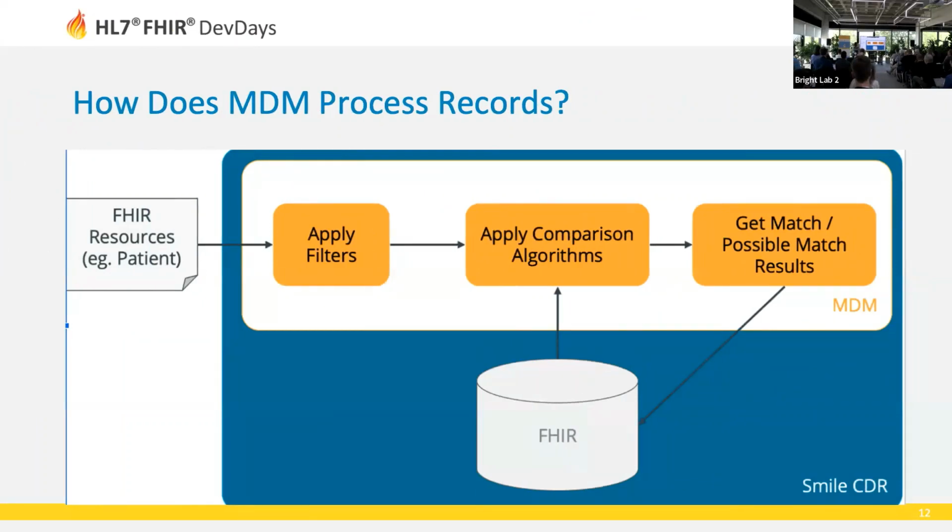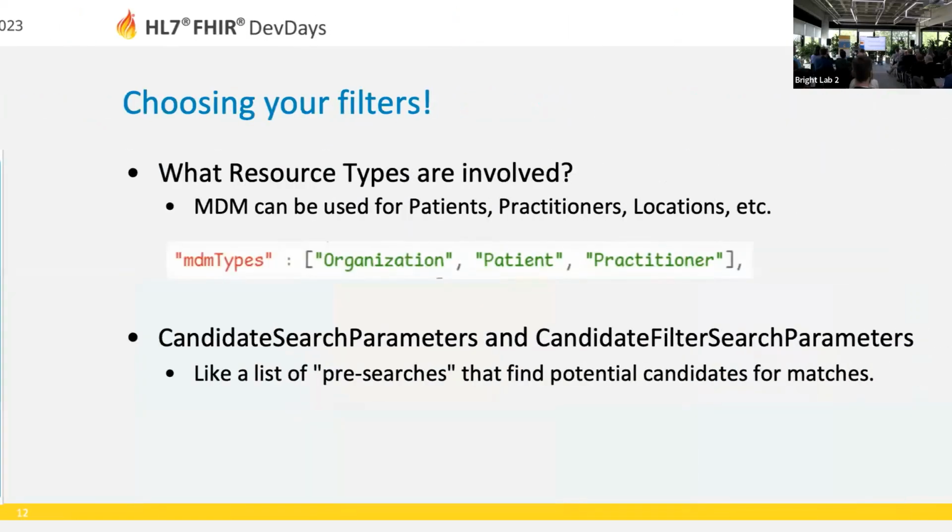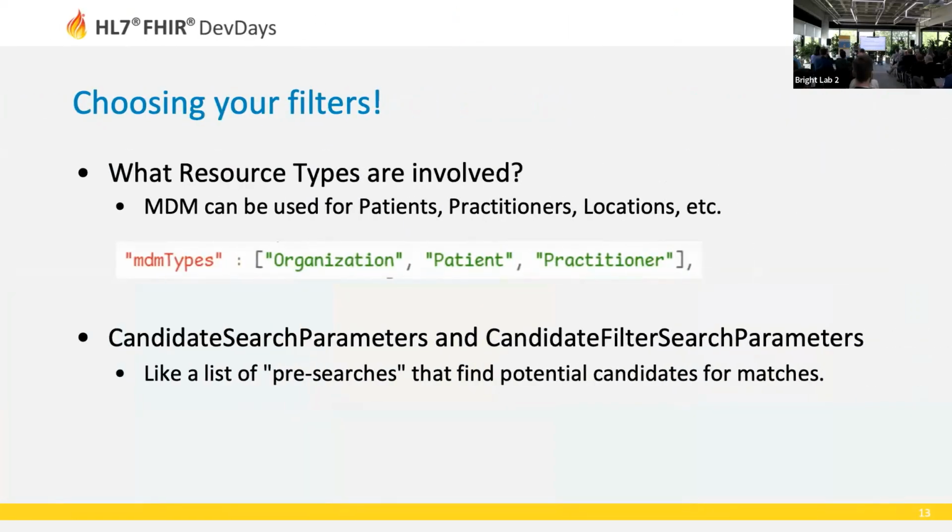So when MDM gets triggered, as I said, the MDM rule will get triggered. And basically there are 3 steps. I will go through the first one, which is applying filters. So you have 3 fields: MDM types, defining those, candidate search, and candidate filter. So this is like a list of pre-searches that find potential candidates for matches.